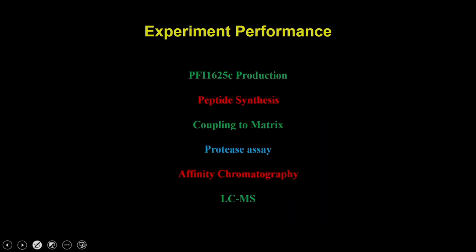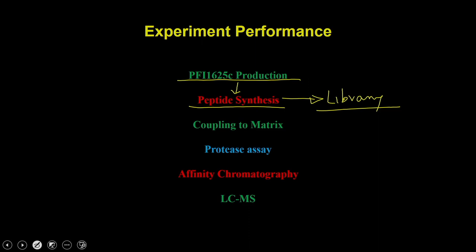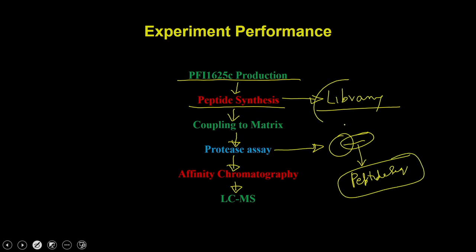For the experimental performance, first you have to produce the proteins. You also have to synthesize different peptide sequences, so you have to generate a library. This library you can generate either de novo, which means you start with a scrambled sequence and then refine the sequences based on your findings, or you can take a pre-existing library. Then you couple these peptides to the matrix. Once you've done that, you incubate these with the protease assay reactions, and then you do the affinity chromatography so that the matrix-bound peptide remains with you, and then you do LC-MS of this peptide to identify the peptide sequence. If you analyze all the peptide sequences from this library, you will be able to deduce the peptide cutting sites for this particular protease.